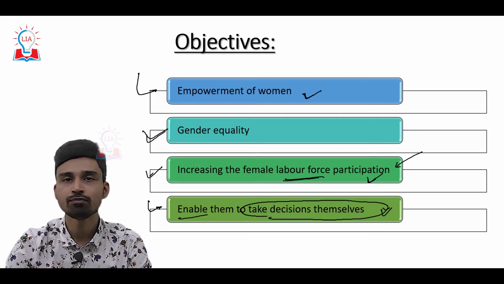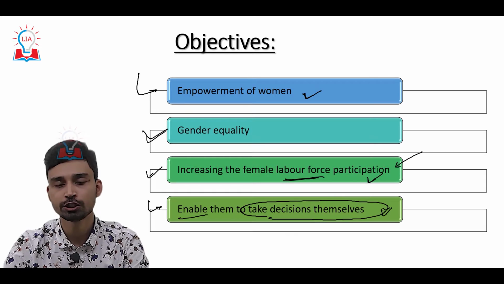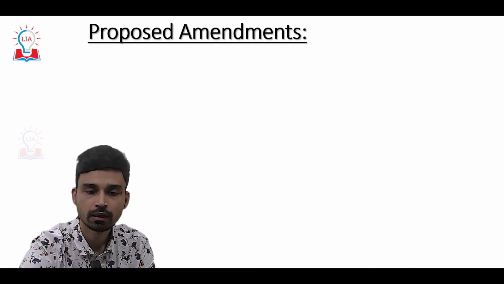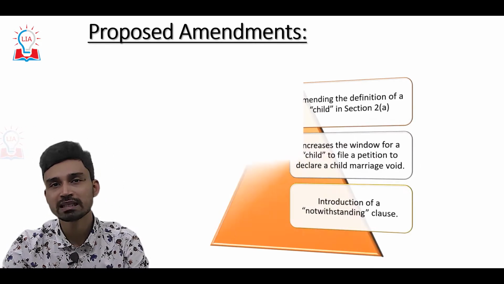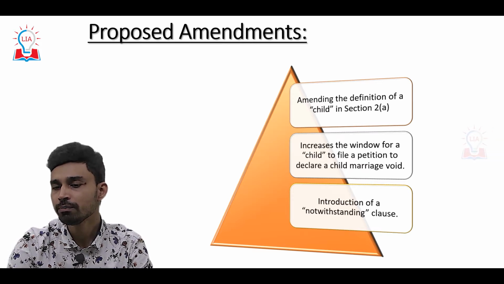So these are the four major objectives the government emphasizes or is trying to achieve by promulgating an amendment in the said bill. However, if we try to understand what the proposed amendment in the particular bill is, that is the Prohibition of Child Marriage Act, 2006. So three major amendments are there.